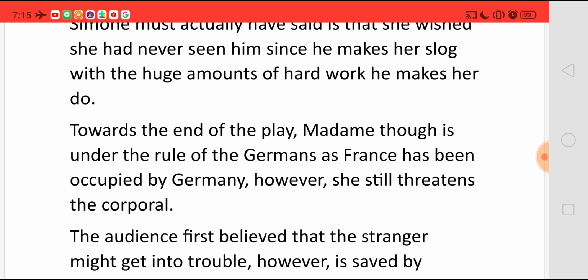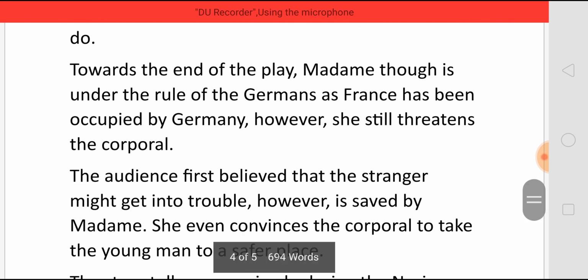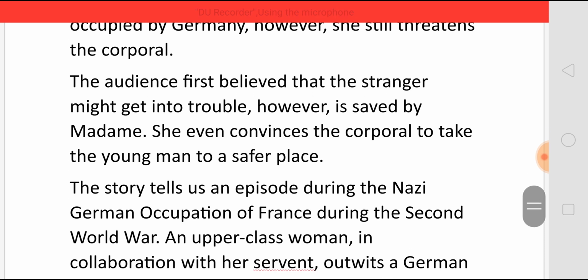Towards the end of the play, Madam, though under the rule of the Germans, as France has been occupied by Germany, still threatens the corporal. The audience first believed that the stranger might get into trouble, however, he is saved by Madam. She even convinces the corporal to take the young man to a safer place. Thus, the story tells us an episode during the Nazi German occupation of France during the Second World War.